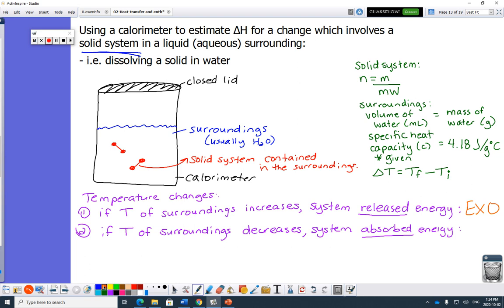So then the reverse is true. If the temperature of the surroundings goes down, that means the system must have absorbed energy from the surroundings, or stolen it. So that means endothermic.